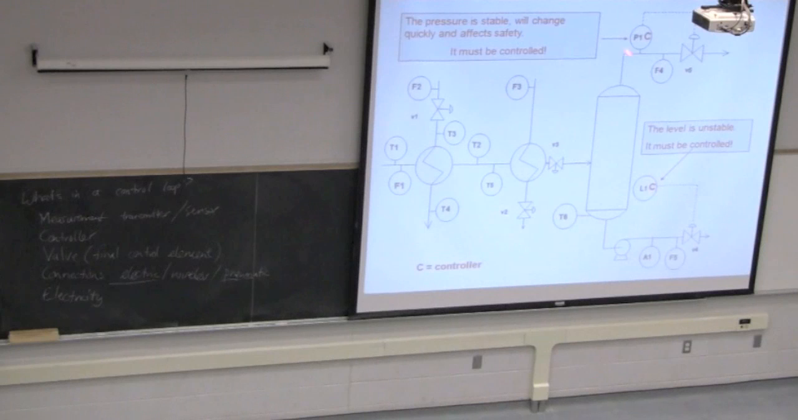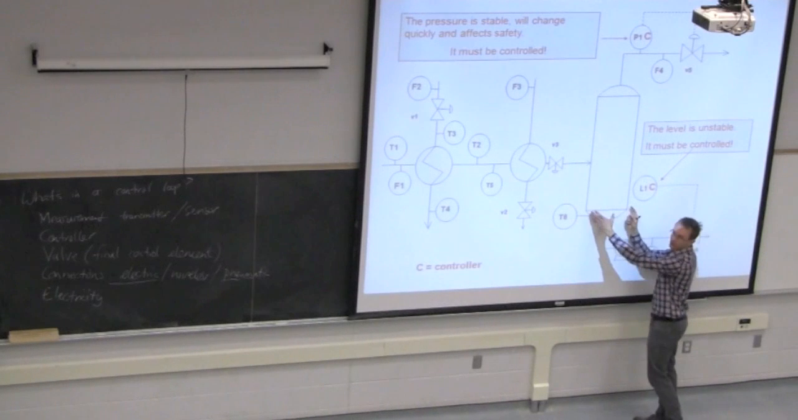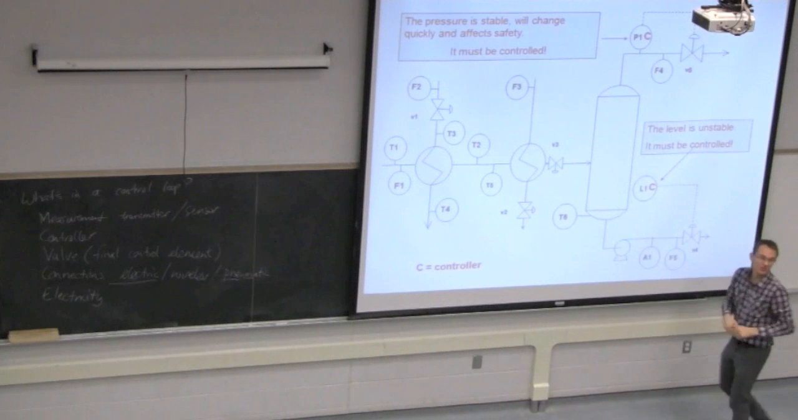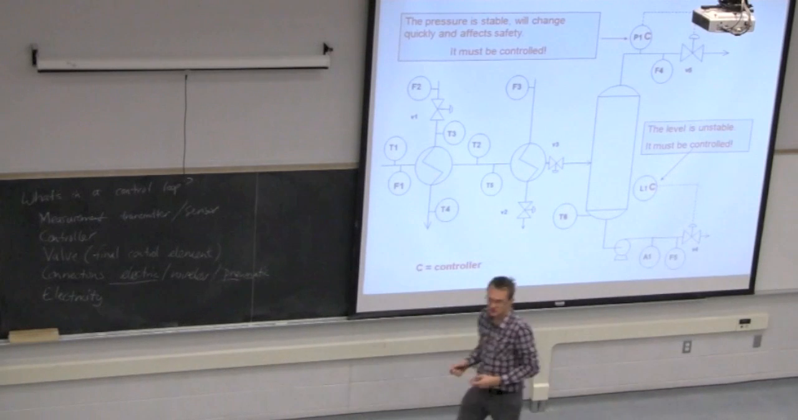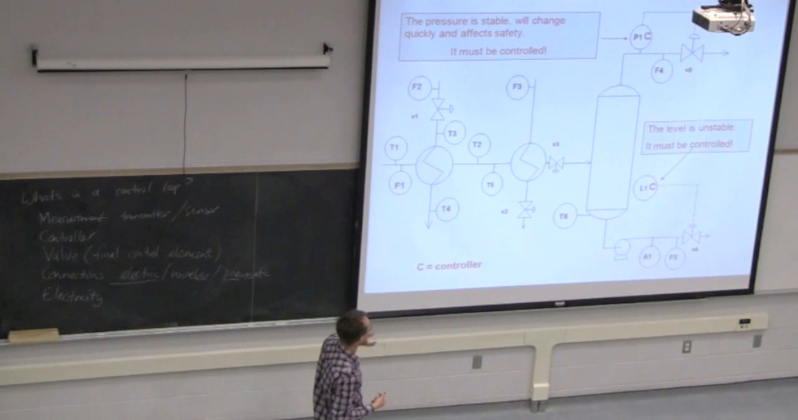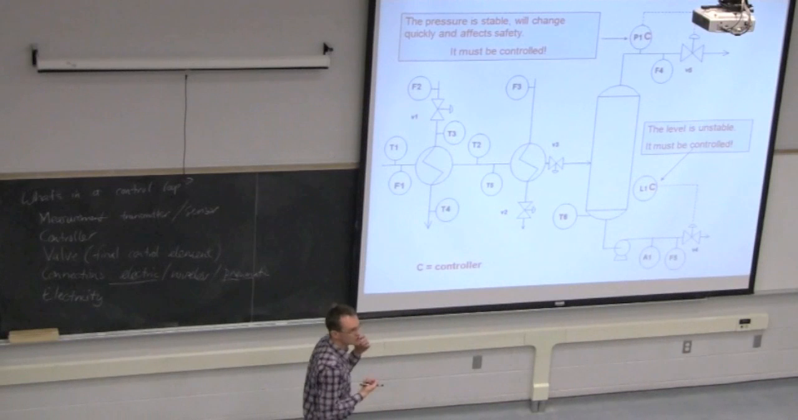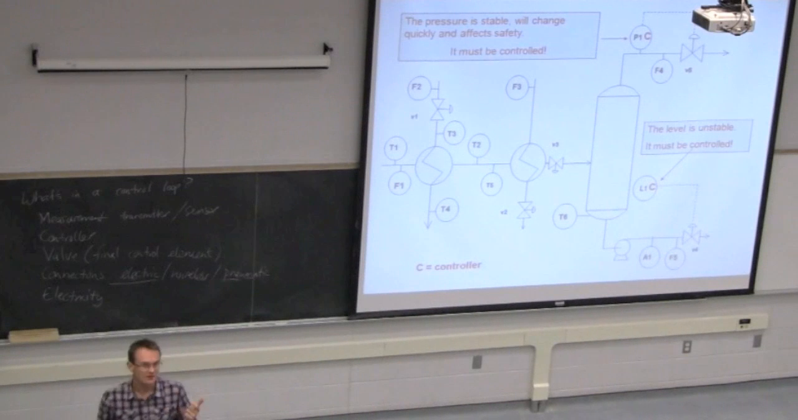We would also say that the pressure at the top of the column is a variable that changes very rapidly. To keep this flash drum safe, we don't want to go to regions of high pressure and exceed the pressure rating for that vessel. So to control that pressure, we need to manipulate valve position F5 to let out material when needed. We could have also looked at some of the other control loops on this diagram, but these two, the level and the pressure, are the two key variables that affect safety.